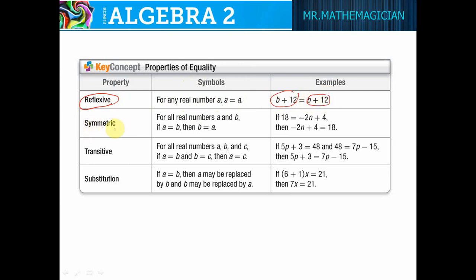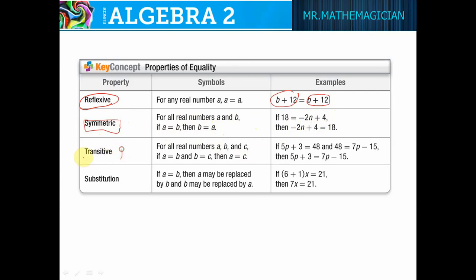Now the symmetric property. For all real numbers A and B, if A is equal to B, then B is equal to A. It's logical. So we call it symmetric. So 18 equals negative 2n plus 4, and for sure, negative 2n plus 4 is equal to 18.